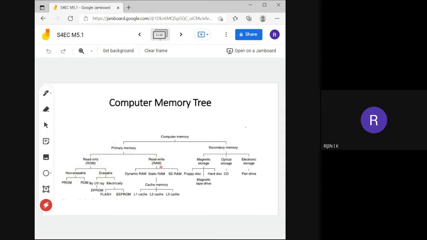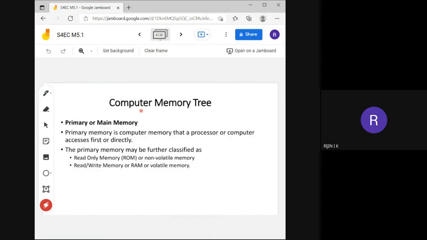And RAM we can classify into three categories: dynamic RAM, static RAM and SDRAM. Then secondary memory we classify into magnetic storage, optical storage, and electronic storage. So these are the general classifications. We can discuss each one in detail. Basically, memory is a storage unit, and here we classify it mainly into primary memory and secondary memory. First, we can discuss what primary memory is.